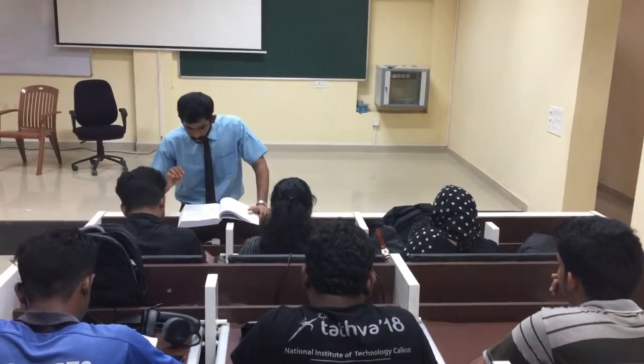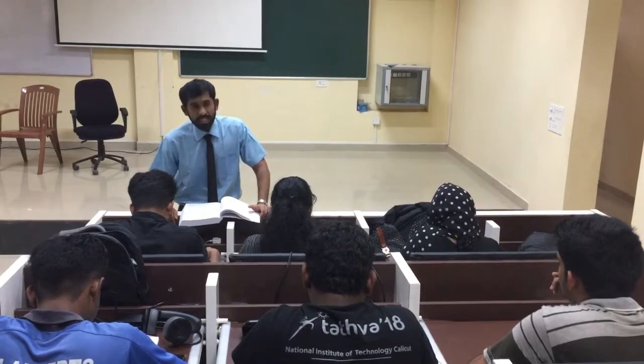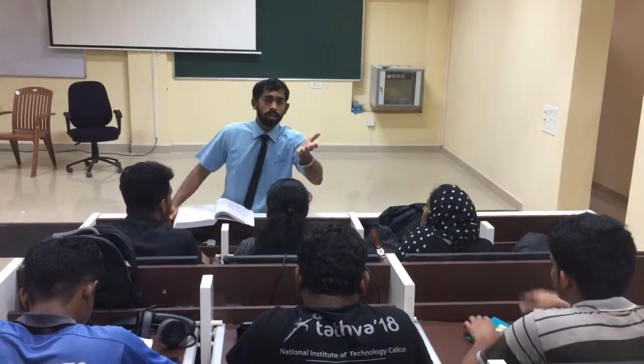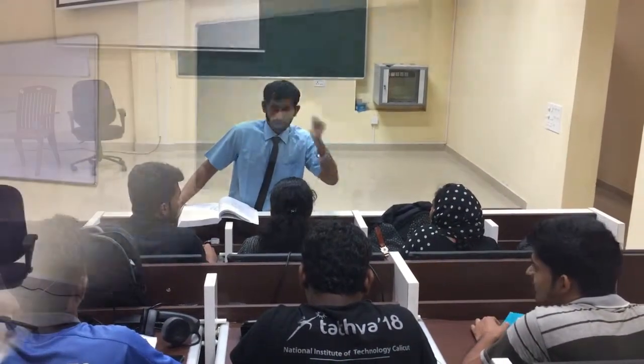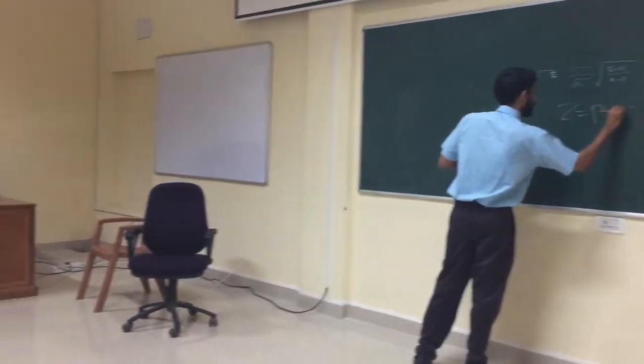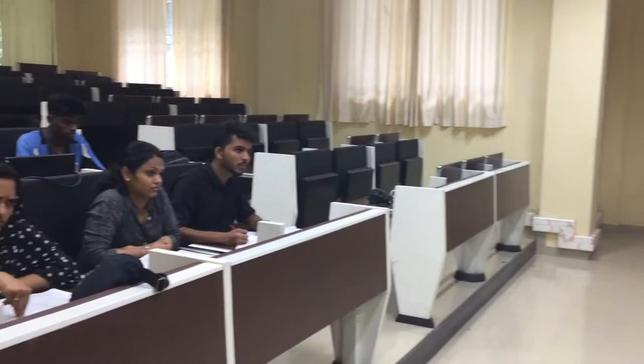So, these two outcomes are labeled success or failure. Success or failure. Equals P minus Q by root of P dot Q by N. So, any doubts in the formula?